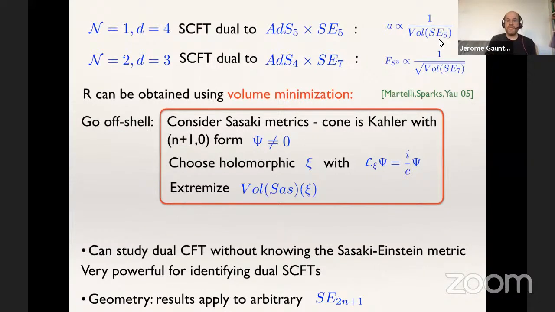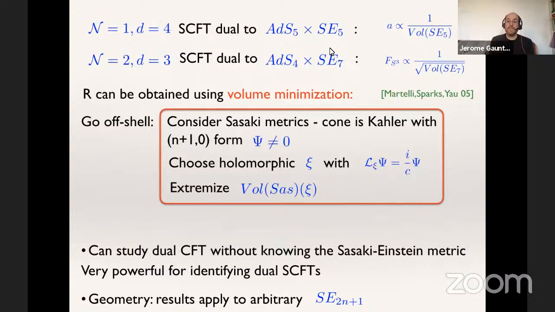Now, an important point to appreciate at this stage is one has to invent the rules of going off shell. Everything I've said so far is an on-shell statement about gravity, but if we want a variational principle, we have to go off shell somehow. And in general, there's no canonical way of doing that. But what Martelli, Sparks, and Yau said is that instead of thinking about Sasaki-Einstein, let's just think about Sasaki. And that simply means that the cone is no longer Calabi-Yau, it's just Kähler.